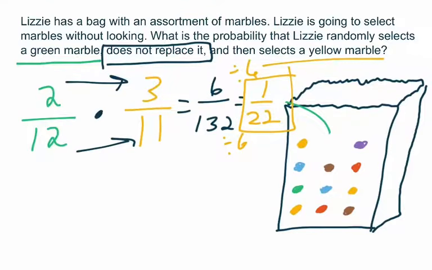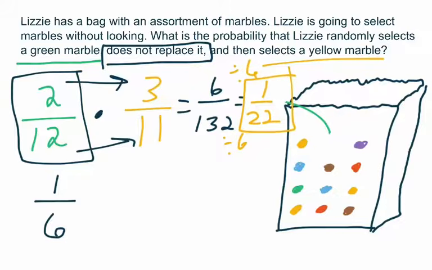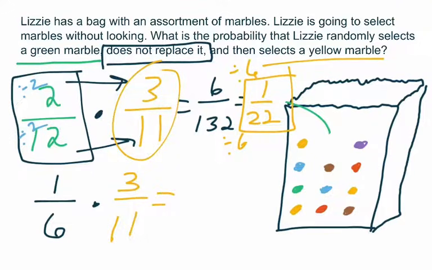If I did this the way where we simplified first, I could take 2 out of 12 and simplify that to 1 over 6. I simplified that by dividing by 2. 2 goes into itself one time. 2 goes into 12 6 times. And then I can multiply that by 3/11, which is already simplified. There's nothing you can do to simplify that any lower. And then we multiply. 1 times 3 is 3. 6 times 11 is 66. I have a lower probability, a reduced fraction in a sense, but it's not reduced to its simplest form.